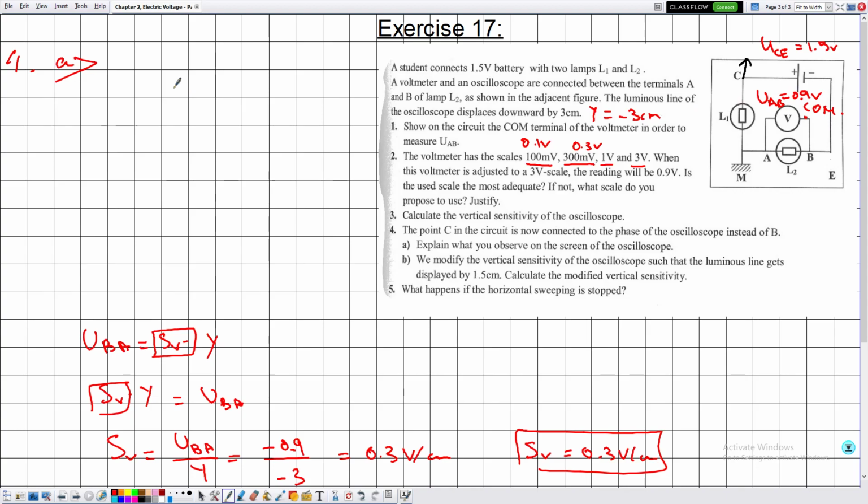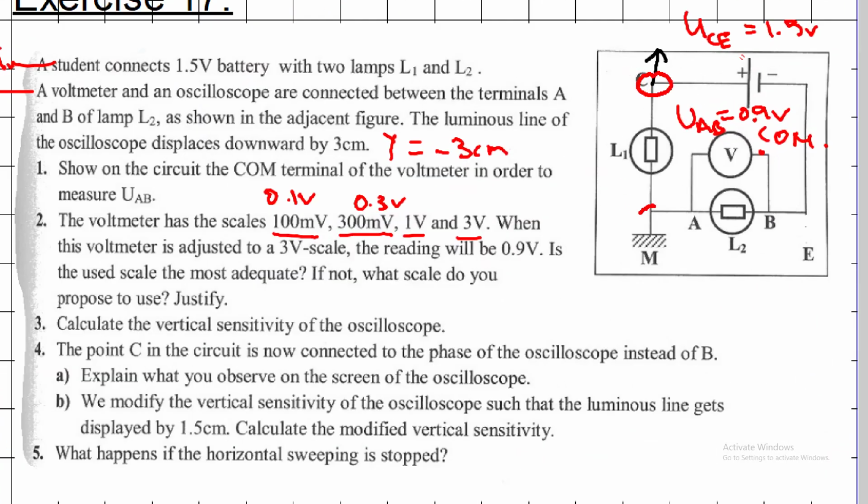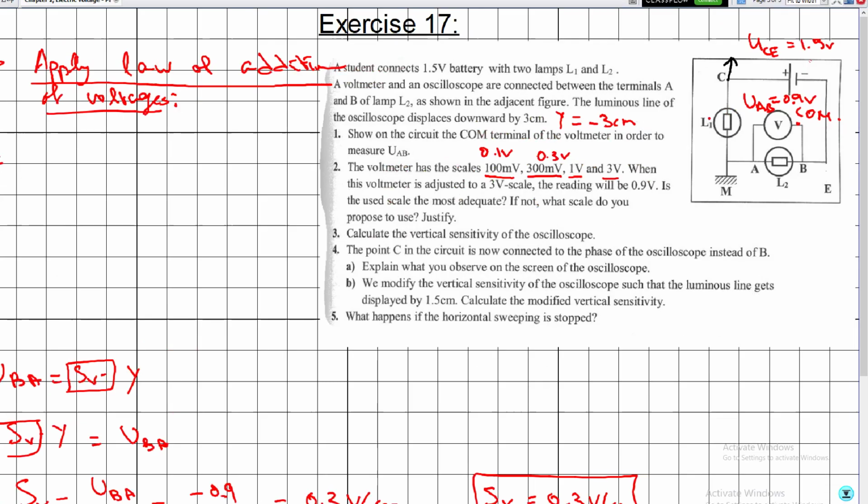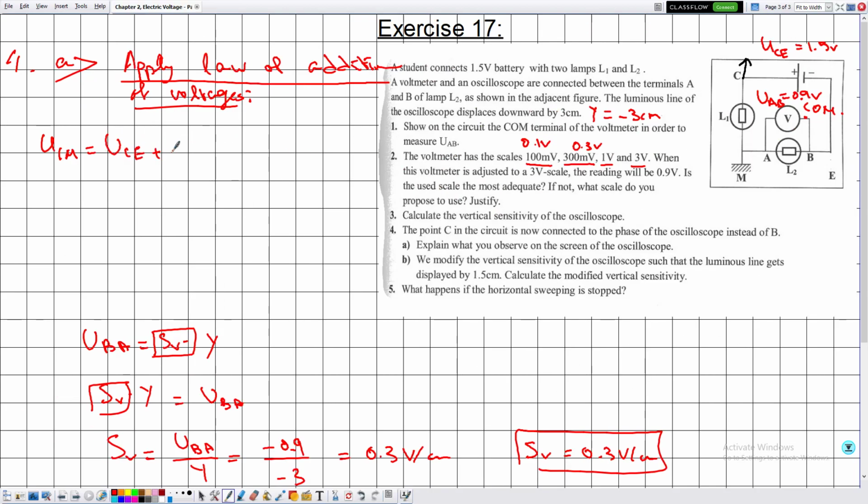We can prove that UCM is positive. So let's calculate UCM and prove it is positive. UCM can be calculated using the law of addition of voltages. So apply the law of addition of voltages. Now, since the phase terminal is connected to C and the mass terminal is connected to M, then the oscilloscope measures UCM, which we are interested in calculating. So UCM, from C we can go to E, from E we can go to B, and from B to A, and A back to M.